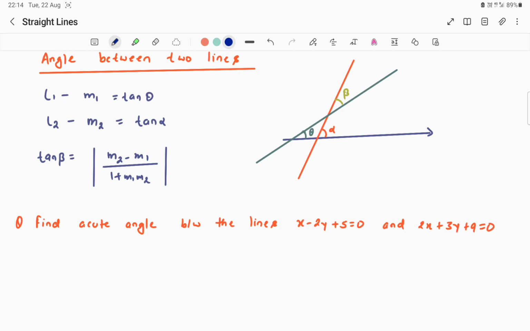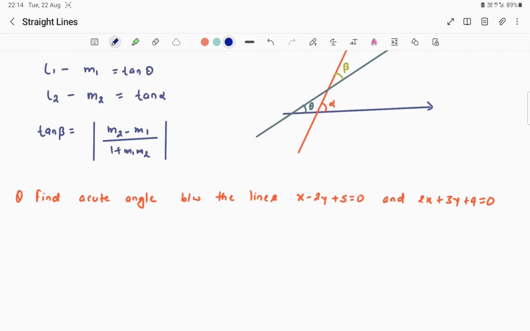If beta is the angle between the two straight lines, then tan beta is what? Modulus of (m2 minus m1) by (1 plus m1 m2). Why have we taken the modulus? Because the modulus will ensure that we get a positive value, and a positive value will ensure that we are talking about the acute angle between the two straight lines. If things are a little bit not very clear, you can watch the first video.